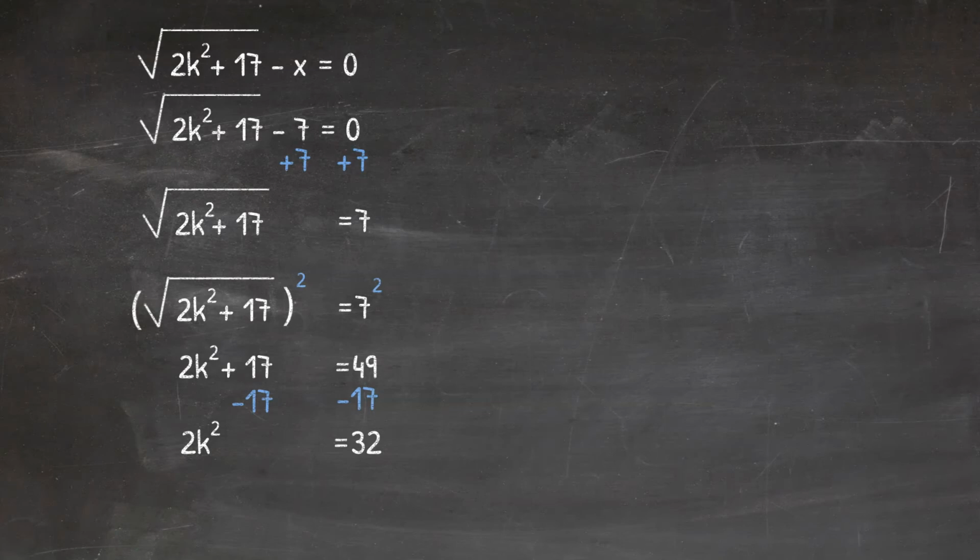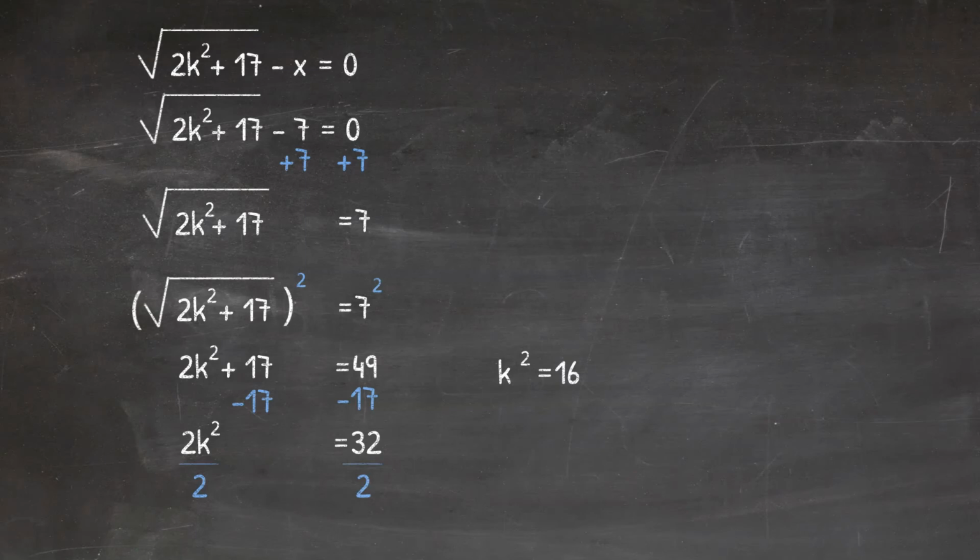Our next step will be now to counter the multiplication of k squared by 2. And to reverse the operation, we will divide by 2 both sides of the equation. So 2 times k squared divided by 2 equals 32 divided by 2. So k squared is multiplied by 2, but then divided by 2, which means that we have isolated k squared on the left side, and we have 16 on the right side.